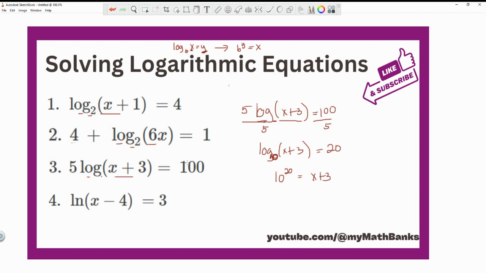Okay, so for the purposes of this problem, let's change this 100 to 10. If we change this one to 10, then this is going to be 2. And so now you will have 10 to the power of 2, which is equal to 100. That's x + 3. You subtract 3 on both sides. Therefore, you have 97. That's equal to x.